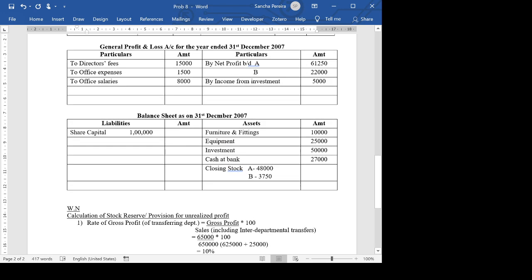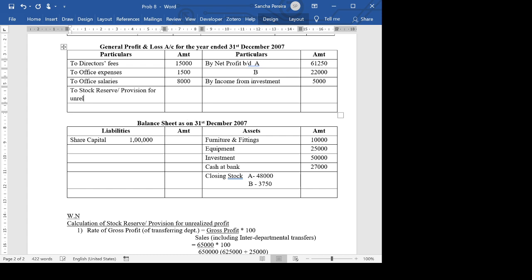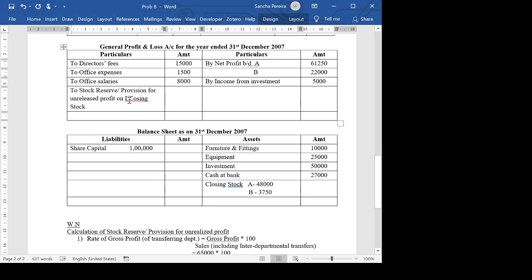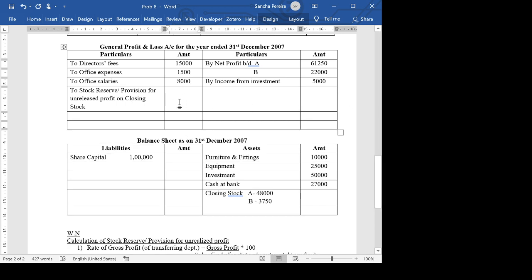And where is the stock reserve shown? It is shown here, to stock reserve. I told you it can be called different things. Either we call it to stock reserve or provision for unrealized profit on closing stock. So again, you don't have to write both. I'm just writing both so that you can write whichever you prefer. And the amount is 375.